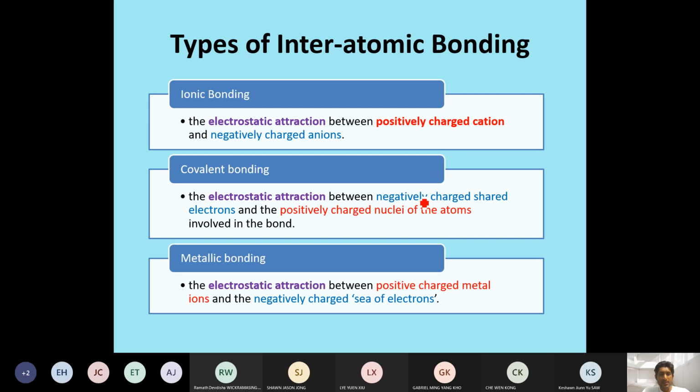Metallic bonding is the electrostatic attraction between positively charged metal ions and the negatively charged sea of electrons. If there is no electrostatic attraction, there is no bonding. All three types of bonding depend on electrostatic attraction, but with different strengths, depending on the availability of the electrons. There are graphics for this metallic bonding.